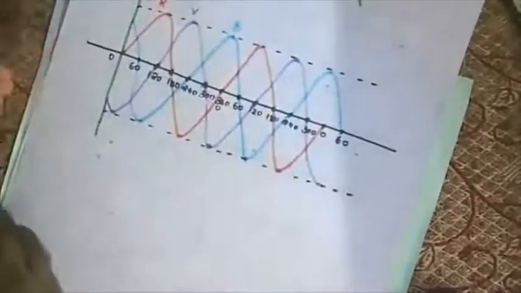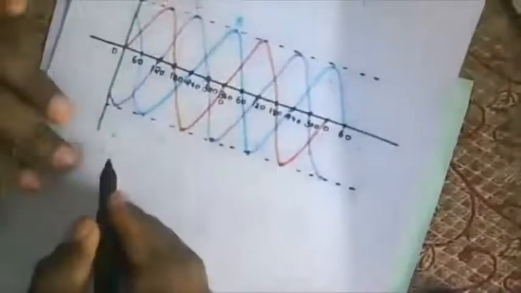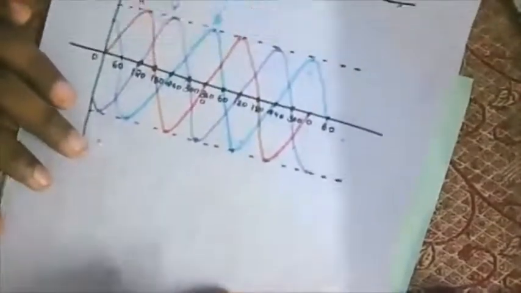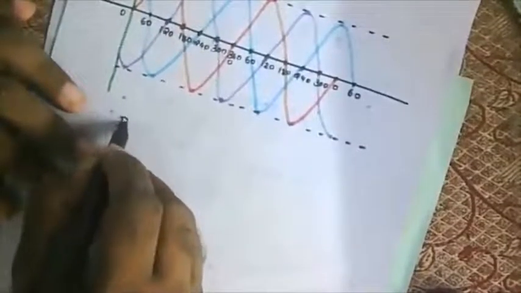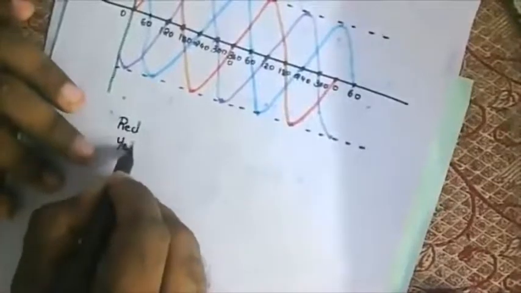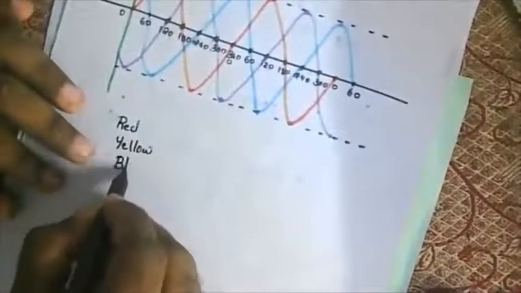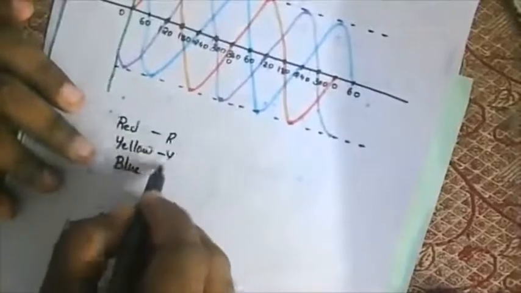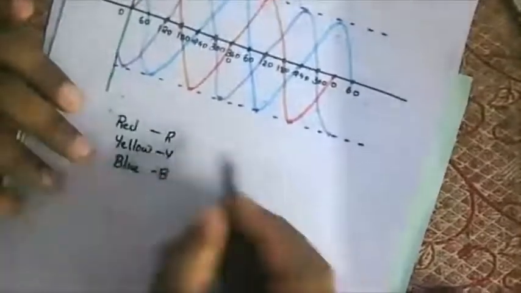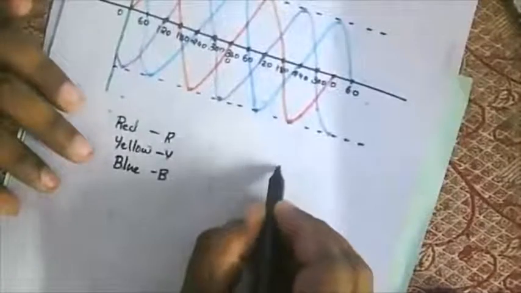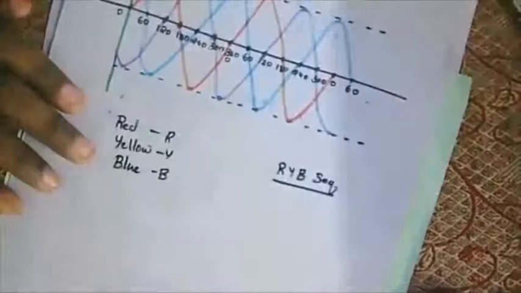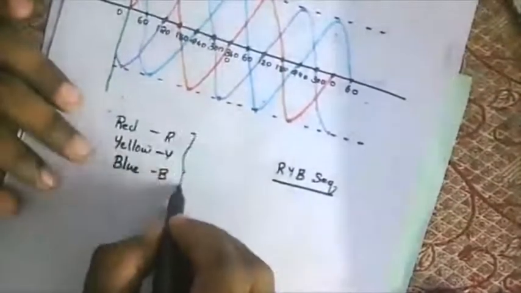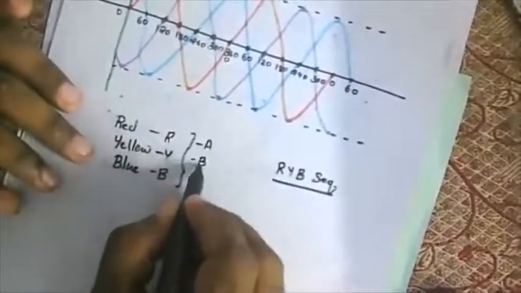Then I have a particular term here, sequencing. What is sequence? Sequence means how I represent these coils. I told you the coils are represented as red, yellow, blue, that is RYB. So one sequence will be known as the RYB sequence. Or in the same pattern I can represent it as the ABC sequence.